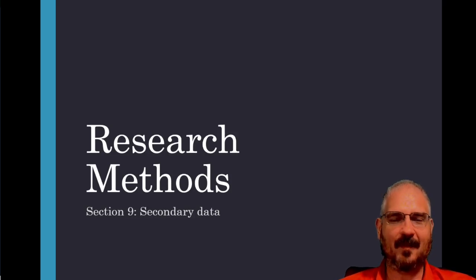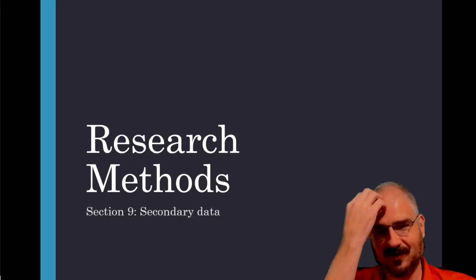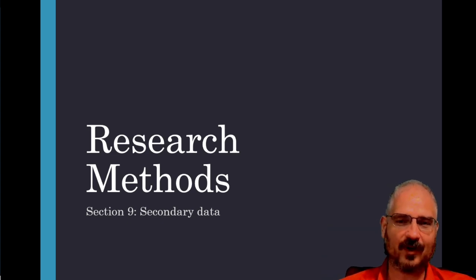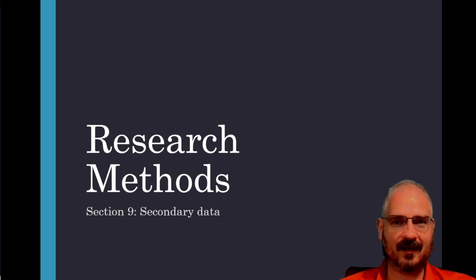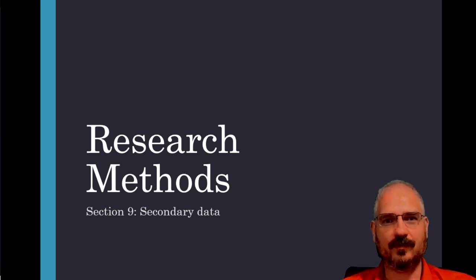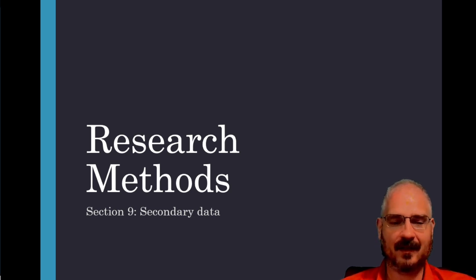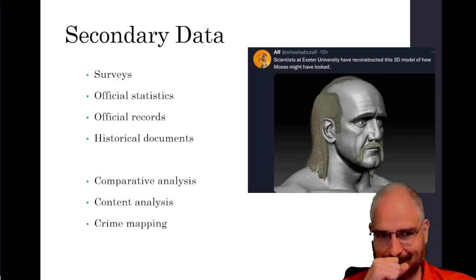All right, everybody, we are back for section 9 of our research methods course, and today we're just going to have a short section all about using secondary data, i.e., somebody else recorded some data of some kind for some purpose, and now we're going to use their data to answer our own research questions. And this is a much more common, much more popular thing than you might think.